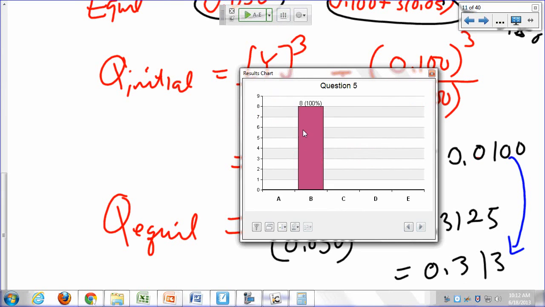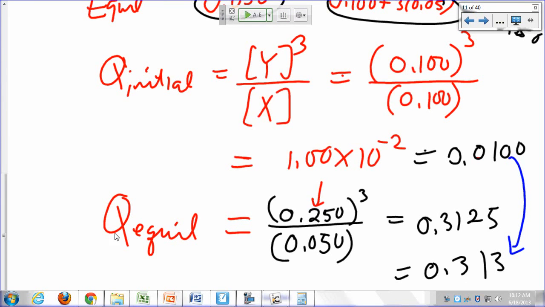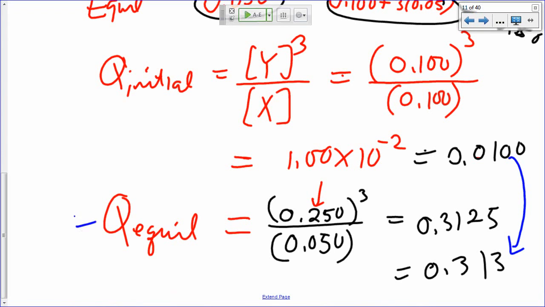The correct answer is 0.313. That's the value of Q at equilibrium, right? And it's going to stay there forever unless you disturb your system, you do something to it. It's reached equilibrium. That's the value of Q. So for as long as you're looking at the same reaction, for that particular reaction at that temperature, that would be your equilibrium constant. So it's pretty straightforward.